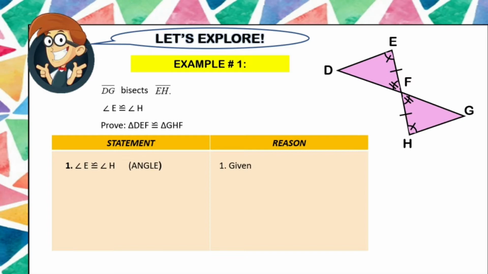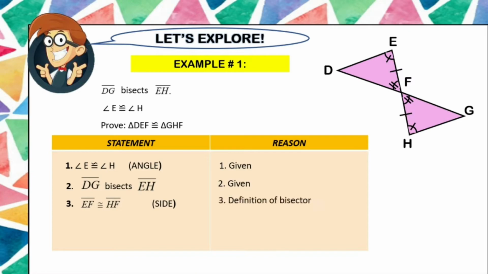Next statement is segment DG bisects segment EH. This statement is also given in the problem. For statement number 3, segment EF is congruent to segment HF. The reason is definition of bisector. It is because a bisector divides a segment into two congruent segments, and in the figure segment EH is bisected into two congruent segments. These are segment EF and segment HF.